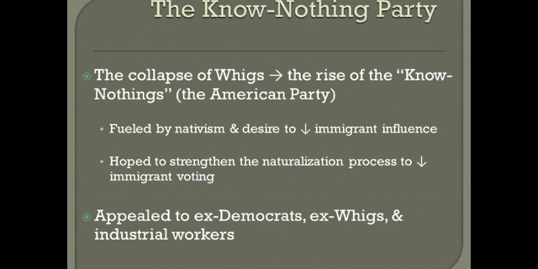So, we have the collapse of the Whigs moving past this election, the election of 1852, and we have the rise of this party called the Know-Nothings, also known as the American Party. They were fueled by nativism, this anti-immigrant sentiment, and the desire to decrease immigrant power. They also hoped to strengthen the naturalization process in order to decrease immigrant voting. And we still face this today. There are a lot of people who are against immigration. And these ideas appealed to ex-Democrats, ex-Whigs, and industrial workers, because a lot of the industrial workers were competing for jobs with these new immigrants.